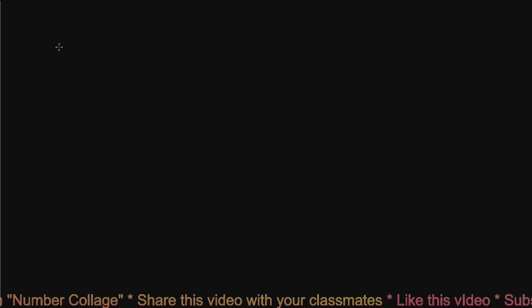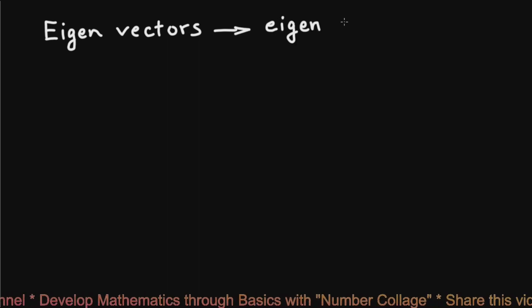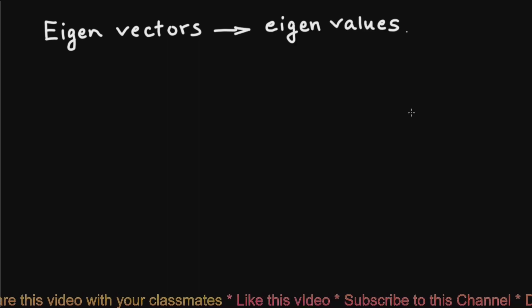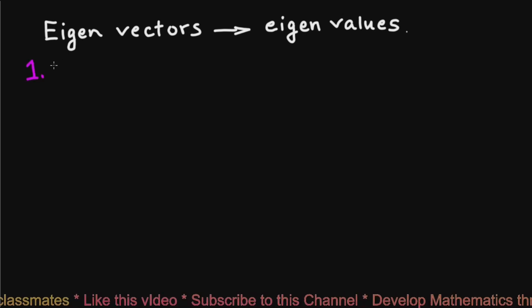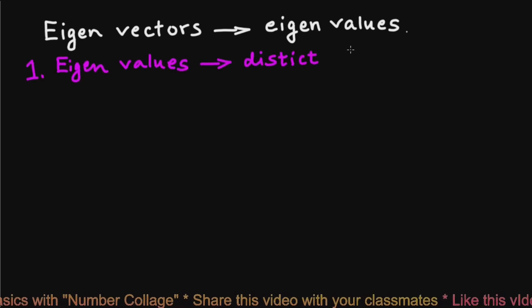In this video, we will discuss how to find eigenvectors under different conditions of eigenvalues. First among the different conditions is when eigenvalues are distinct, which means different from each other.